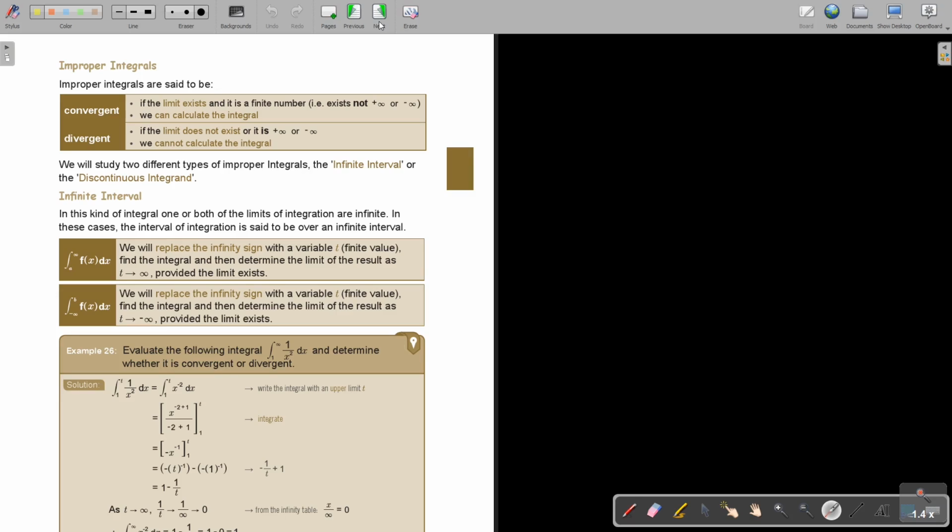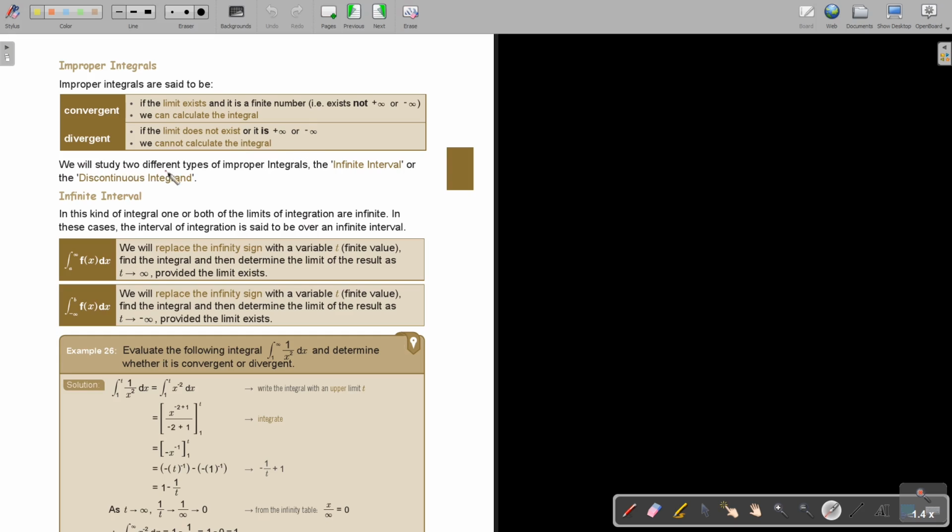Okay, now we come to improper integrals. Improper integrals are said to be convergent if the limit exists and it is a finite number. Exists, so it's not infinity. So there's a specific number, and we can calculate the integral. And it's divergent if the limit does not exist, so it's giving you an infinity answer, and we cannot calculate. So here we can calculate a number, here we cannot, it's just the infinity sign.